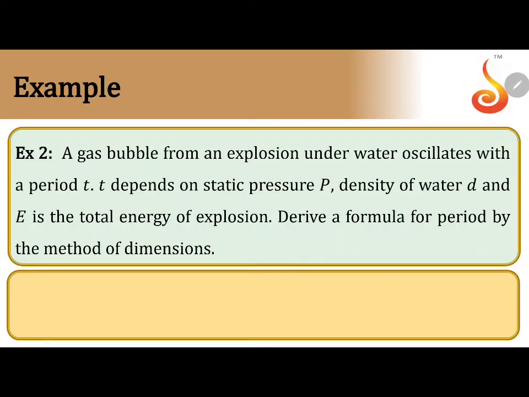Here we have a numerical which states that a gas bubble from an explosion underwater oscillates with a period of t. That is the time period t. They have told that it depends on static pressure, density, and energy. We need to derive a formula for the time period using dimension analysis or the dimension method. Let us get started.